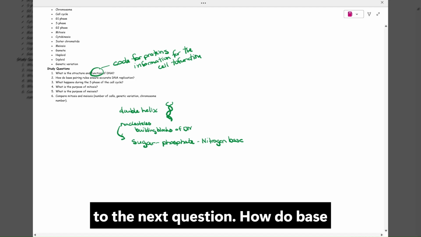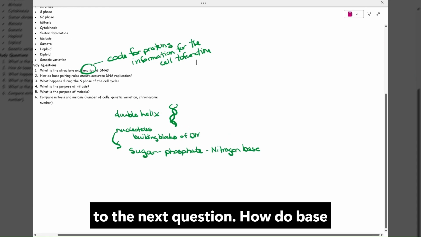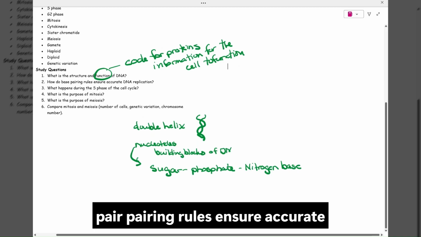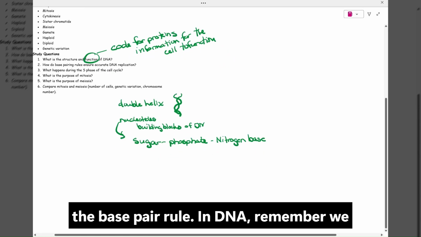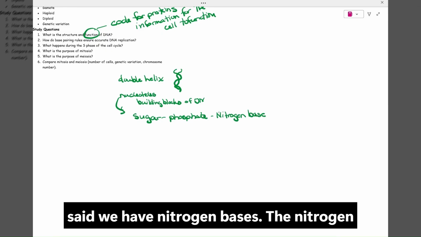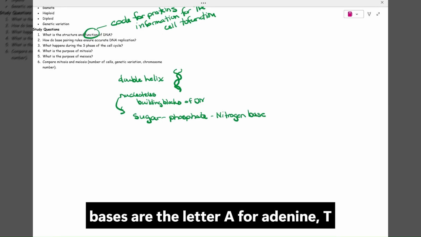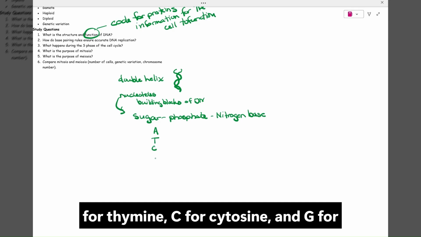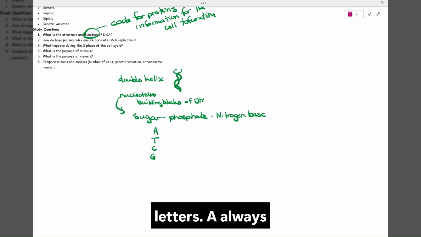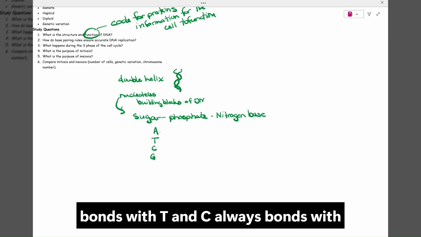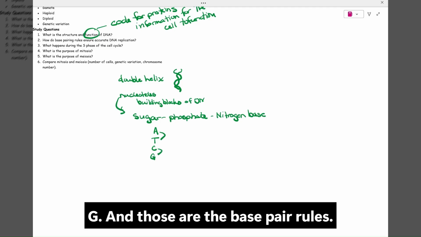Okay, so on to the next question. How do base pairing rules ensure accurate DNA replication? So first, let's go over the base pair rule. In DNA, remember we said we have nitrogen bases. The nitrogen bases are the letter A for adenine, T for thymine, C for cytosine, and G for guanine. You just have to use the letters. A always bonds with T and C always bonds with G. And those are the base pair rules.